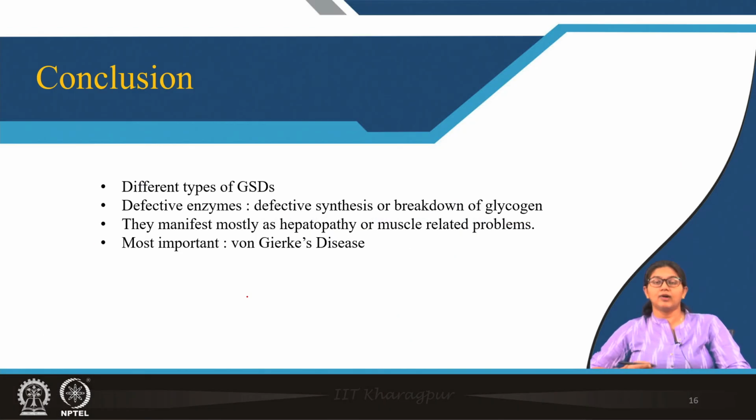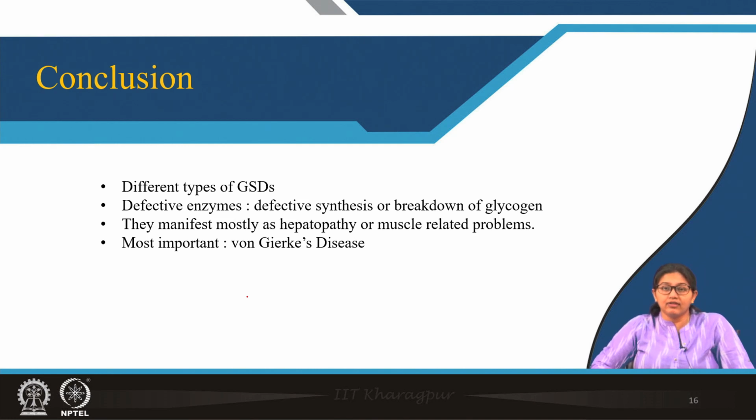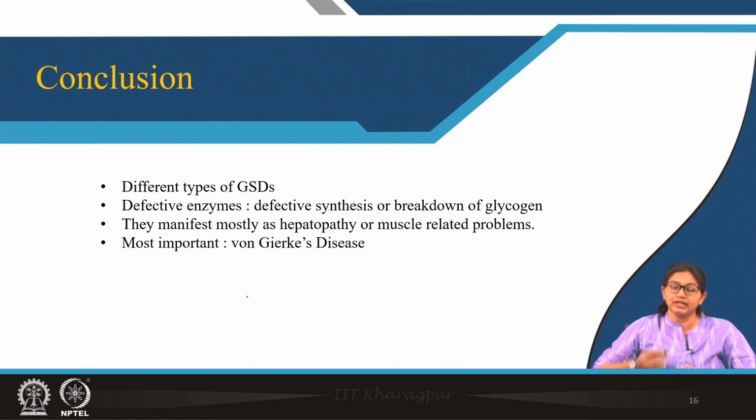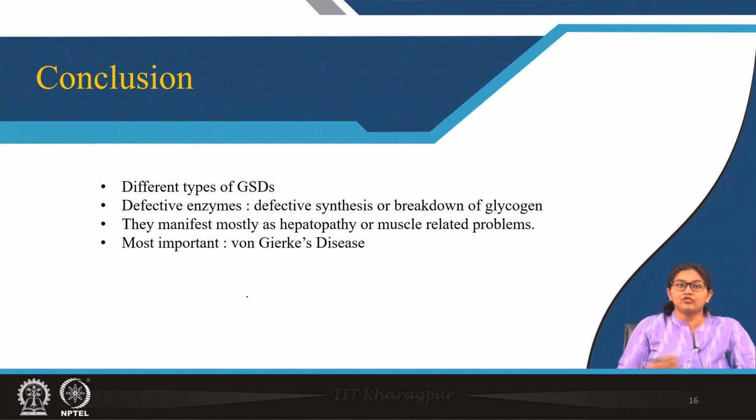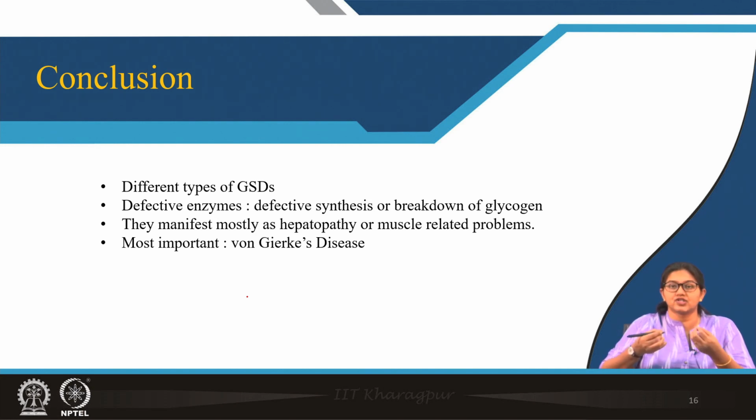So, this is all about glycogen storage disorder. We have learned from these sessions the different types of glycogen storage disorder, and those are all due to either defective enzyme synthesis or defective enzyme function, which ultimately causes defective glycogenesis or defective glycogenolysis. The manifestations of glycogen storage disorder are at the level of liver or at the level of muscle, causing hepatopathies or muscle related problems. The most important one, which is mostly discussed, is von Gierke's disease, which is due to the enzyme deficiency of glucose 6 phosphatase.